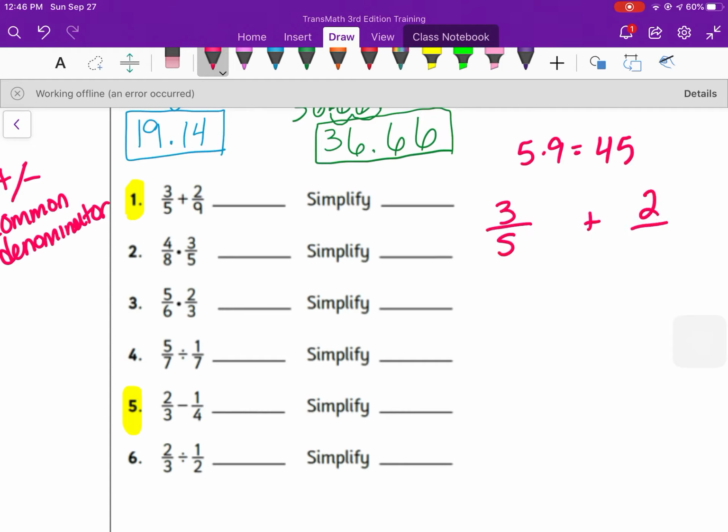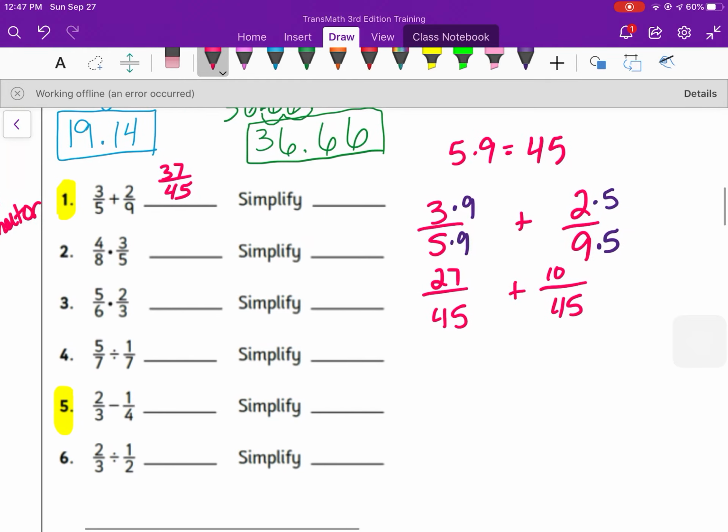So I'm going to change 3/5 plus 2/9, and I want to rewrite 3/5 as something over 45. Since 9 times 5 is 45, you do 3 times 9 as well. So that would be 27 over 45. And then to change 2 ninths into 45ths, 9 times 5 is 45, so 2 times 5 is 10. So 10 over 45. Now they have a common denominator, so you can add: 27 plus 10 is 37 over 45.